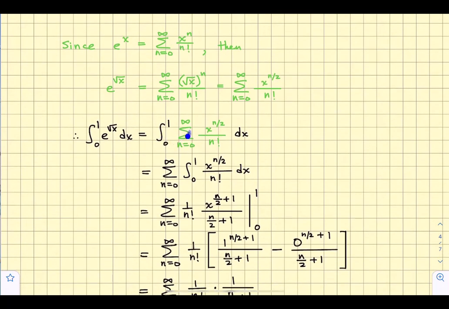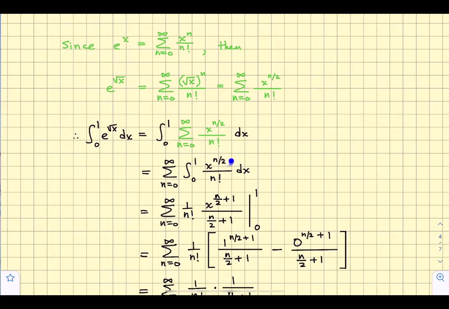Now here's the place where, since we're allowed to integrate term by term, that means I can swap the order of this summation and this integration, basically pushing the integration inside the sum. Now I'm going to work on integrating just this with respect to x. Notice that the n factorial doesn't have an x in it, so I can pull this out of the integral if I like.